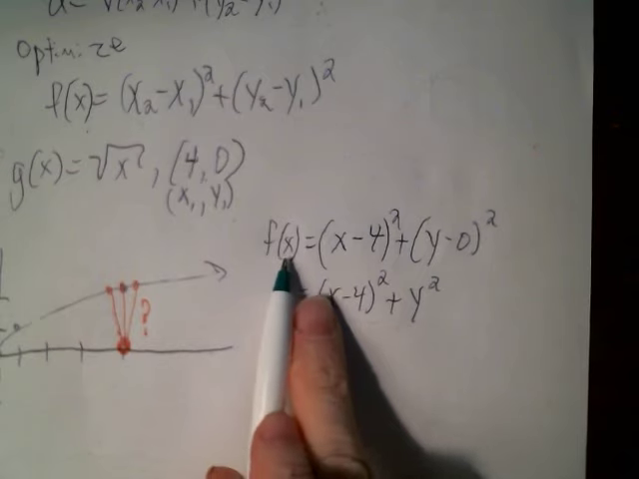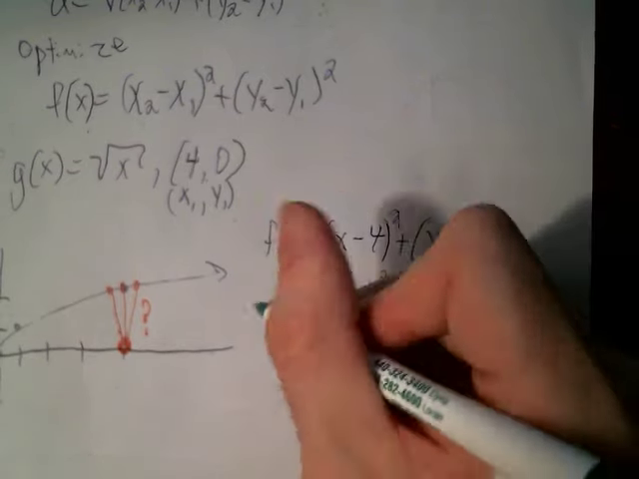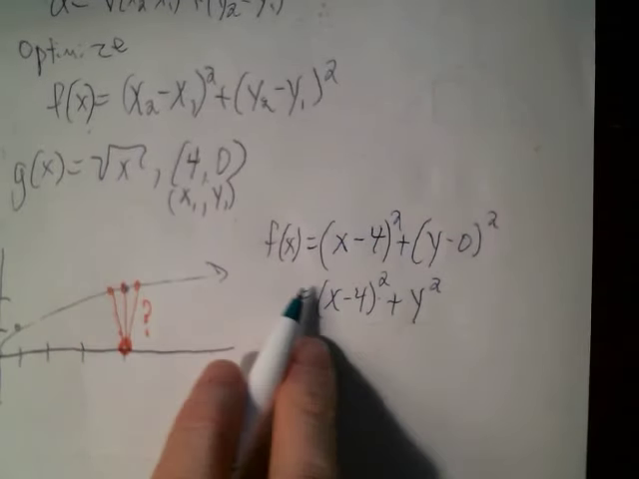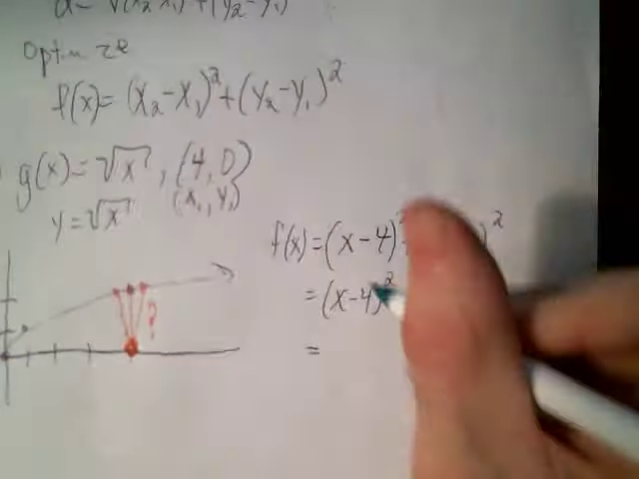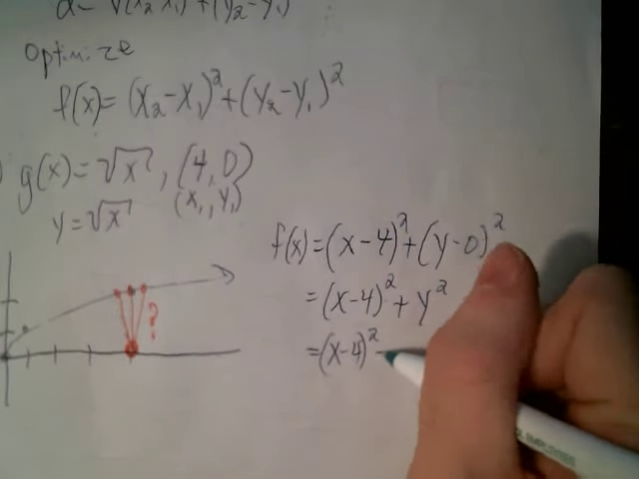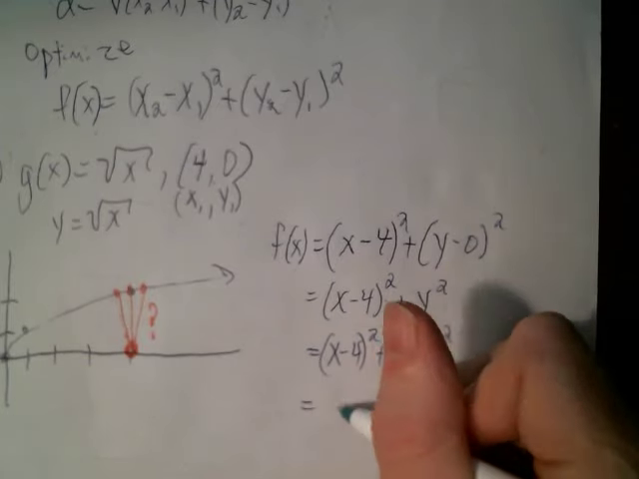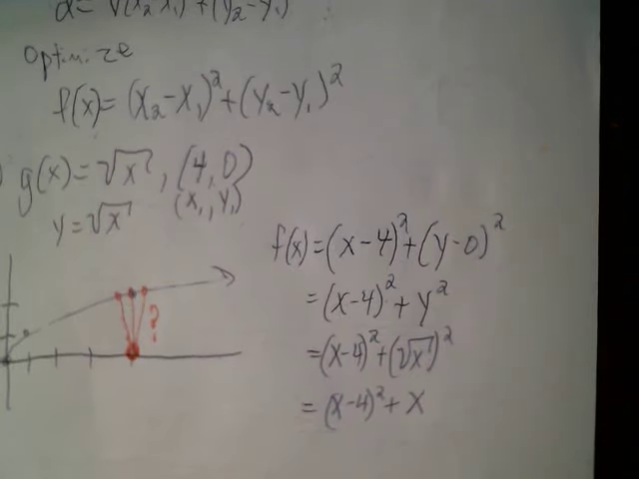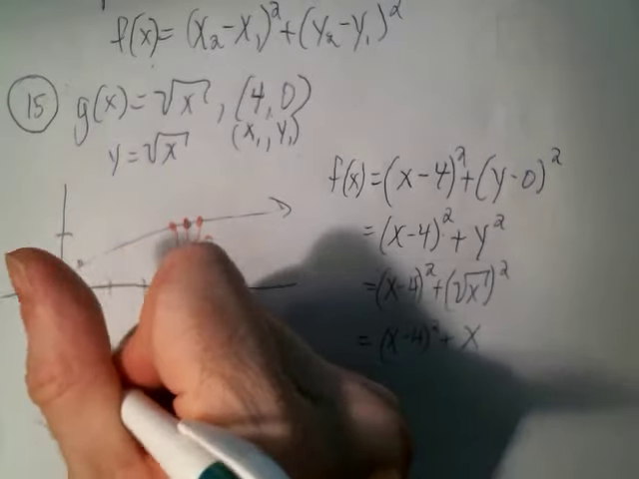And then I want it to be completely in terms of x, so I can find the derivative and all that jazz. So you use a constraint formula to reduce the number of variables. So we know y is equal to the square root of x. So I can just substitute that into here. So I have x minus 4 squared plus square root of x squared. In other words, x minus 4 squared plus x for my formula. And then that's the thing I'll take the derivative of.